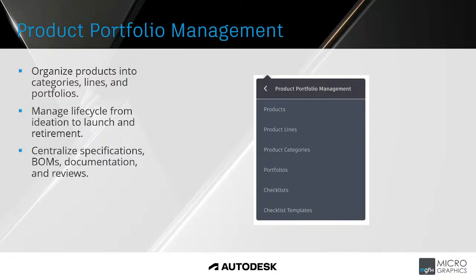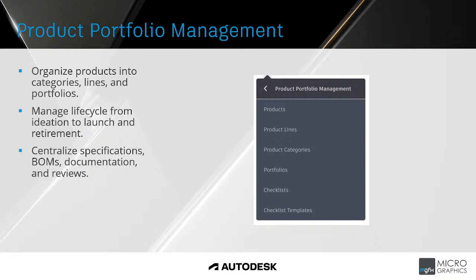Fusion Manage's product portfolio management capabilities allow you to structure your entire product ecosystem. You can group products into categories, lines, and portfolios, making it easier to manage large and complex product families. On the right, we see a submenu for product portfolio management. In it, it has options to access the hierarchy of your product portfolio, starting with the actual products. So top of the list there, we have the products.